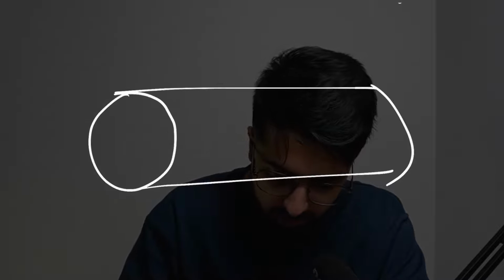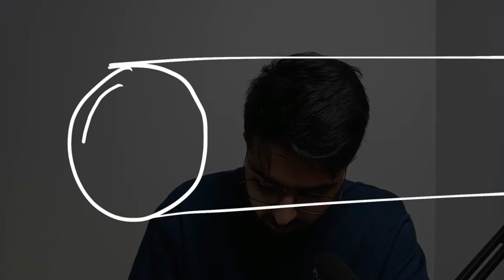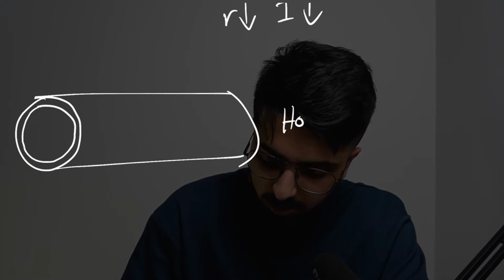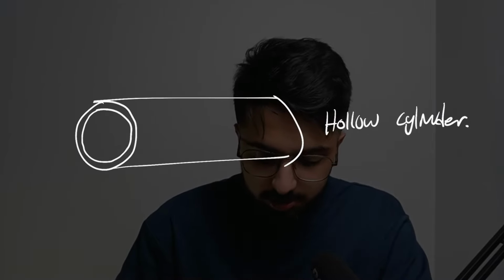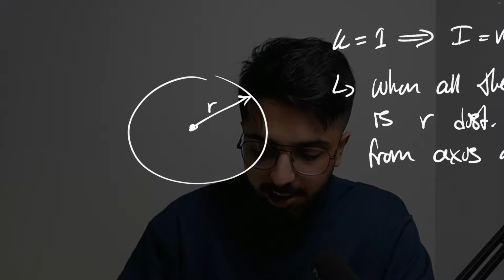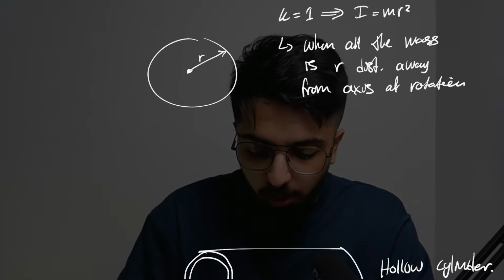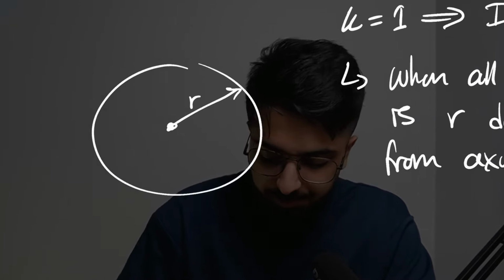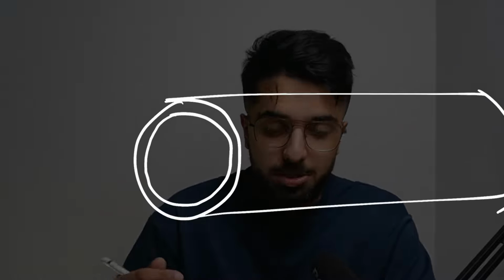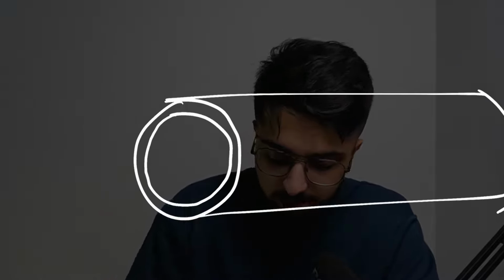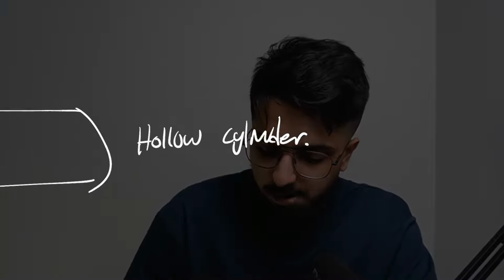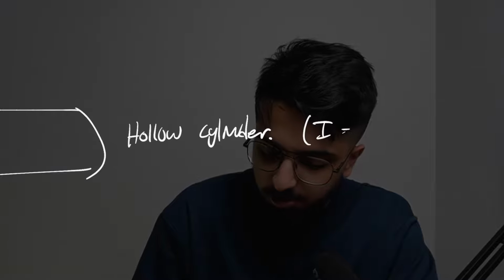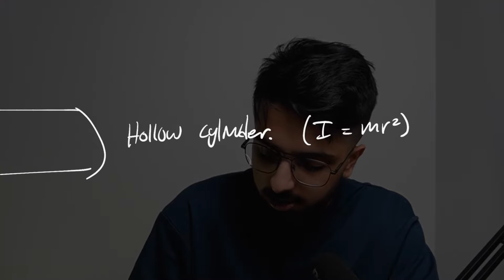Let's make this slightly larger like this. There we go. So this is a hollow cylinder. Now this is a hollow cylinder, so basically the exact same scenario that I set up here, right? Where all the mass is on the outer edge. So we can simplify this hollow cylinder as having all the mass on the outer edge, and so this mass is r distance away, and therefore in this scenario, I is equal to mr squared, because k is equal to 1, right?